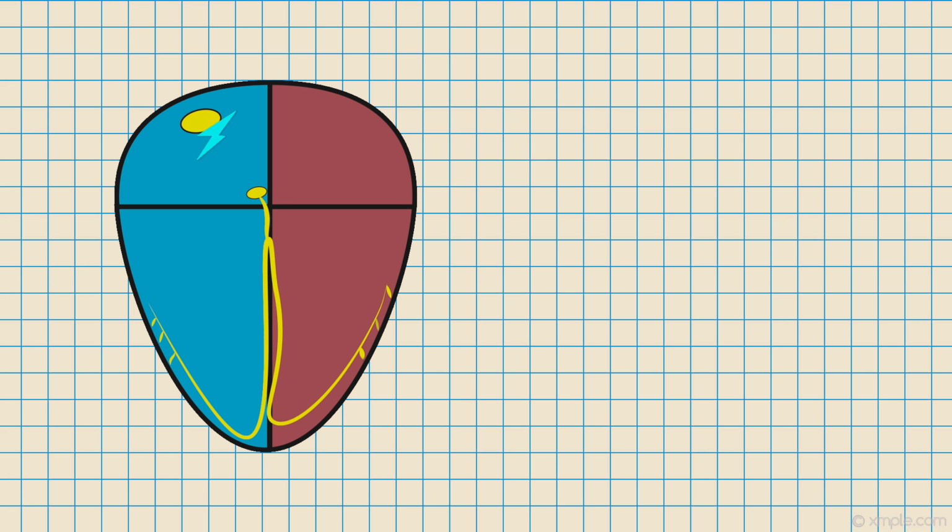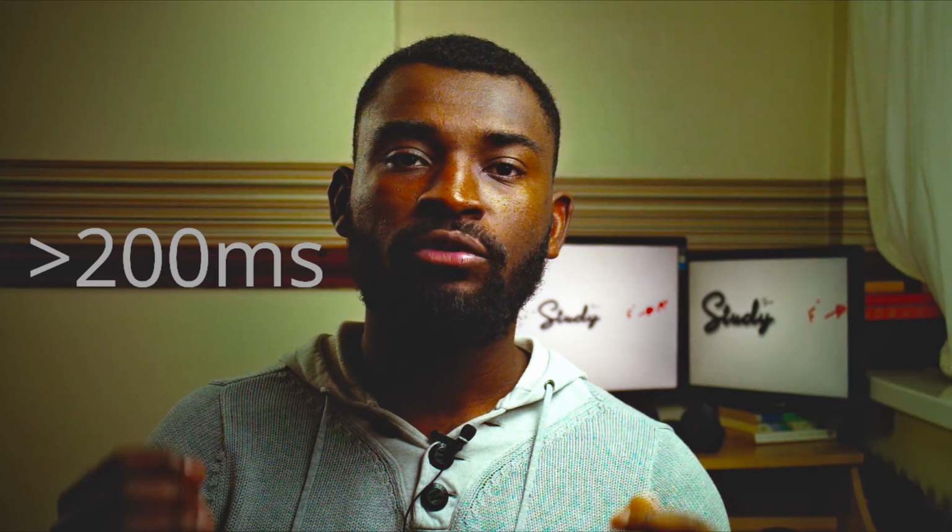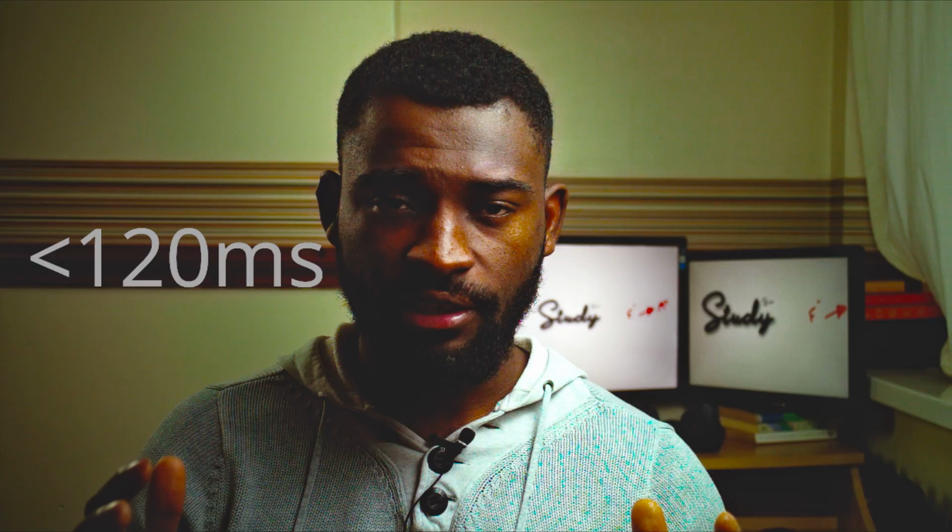For the purposes of this video, we will look at the PR interval, which in physiological terms is the time it takes for the atria to depolarize and also for this electrical impulse to go through the AV node. With that being the case, this is measured from the beginning of the P wave to the beginning of the QRS complex. There is a fixed time this is meant to take. For a PR interval to be normal, it should not be above 200 milliseconds or below 120 milliseconds.